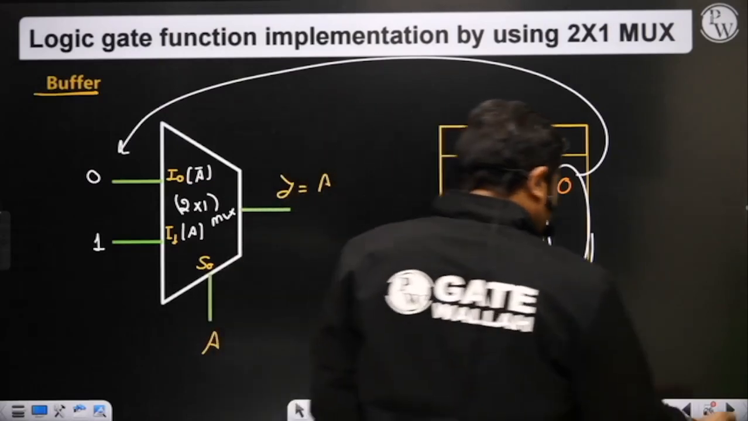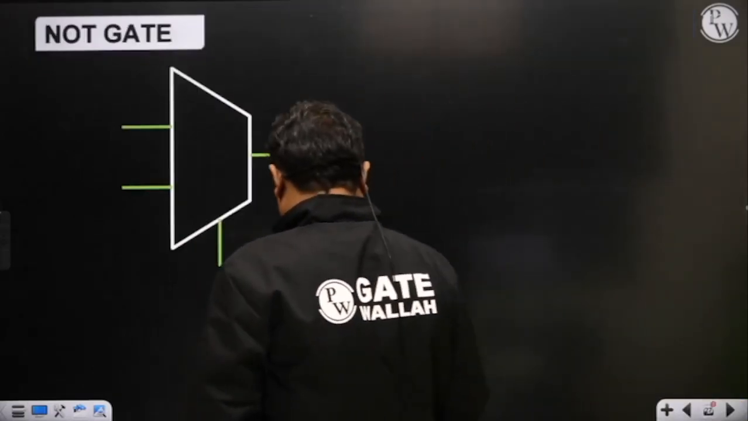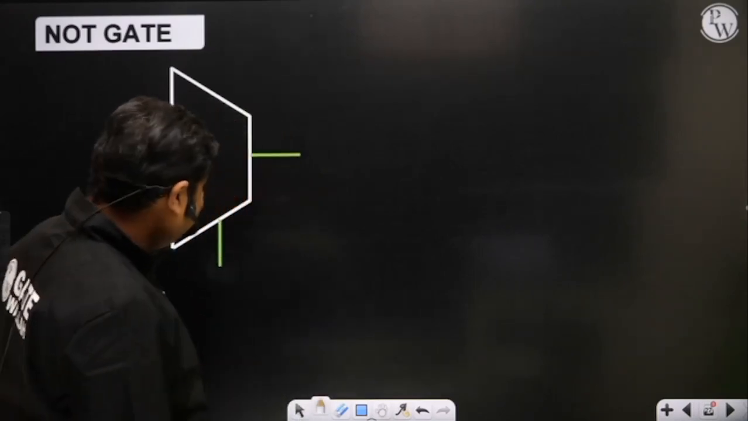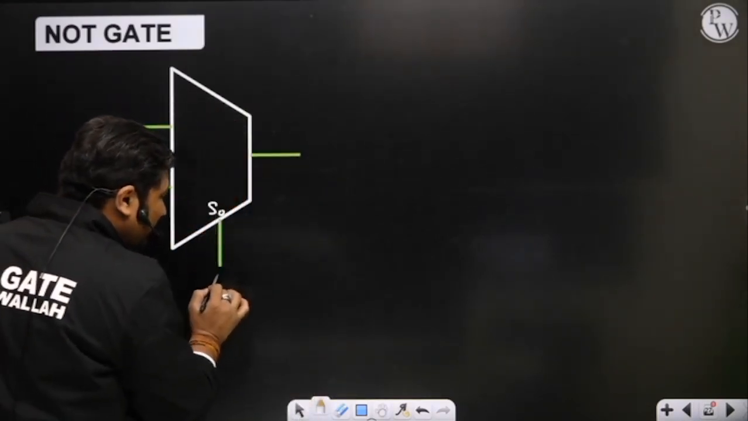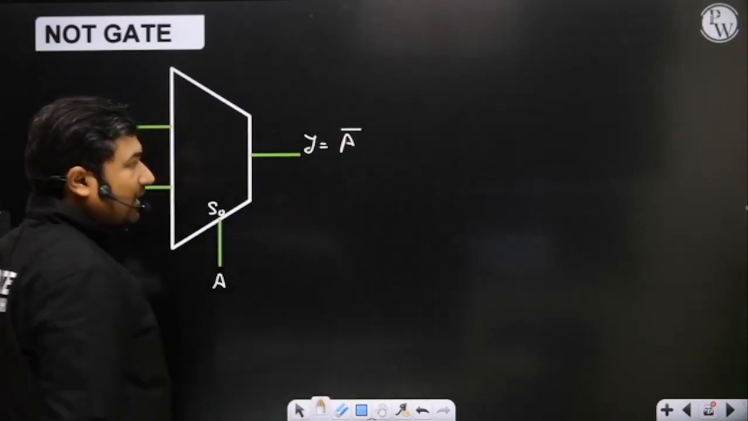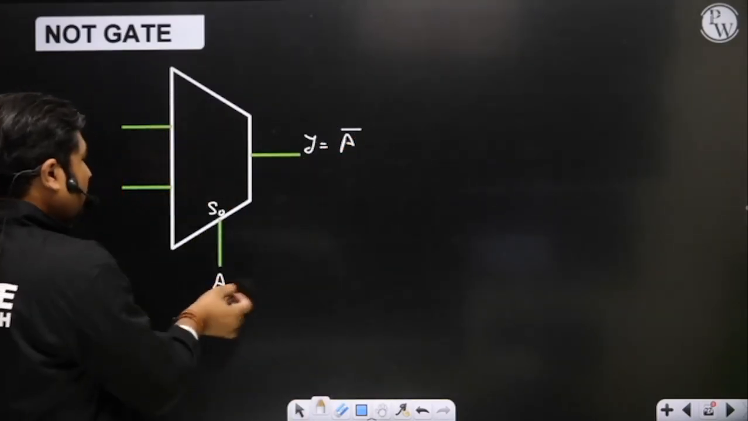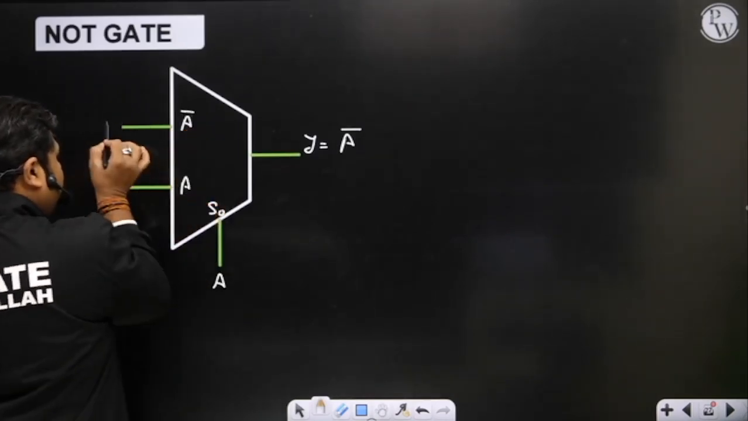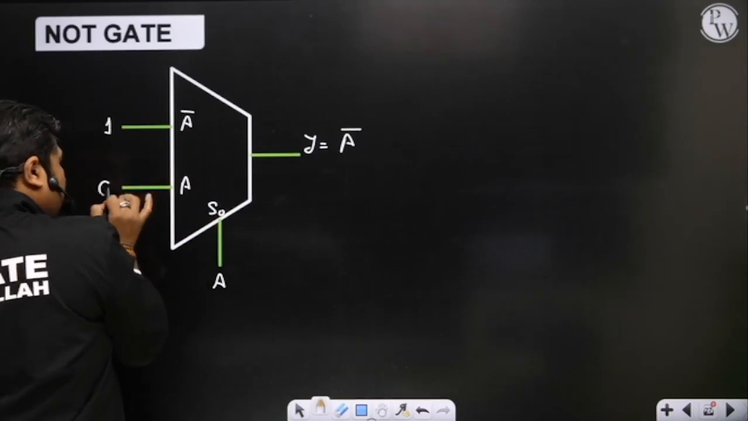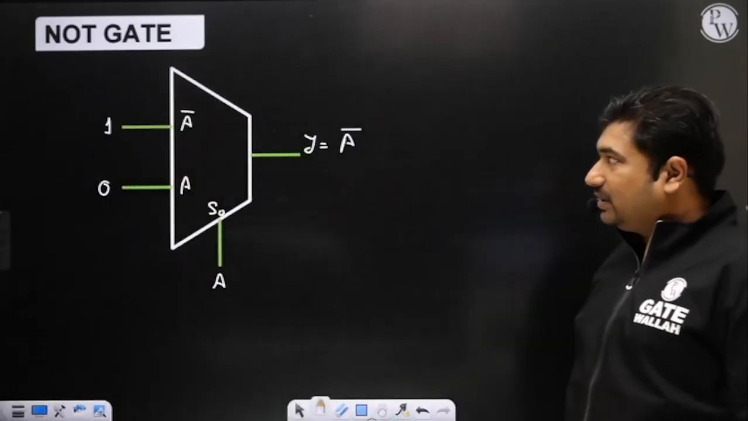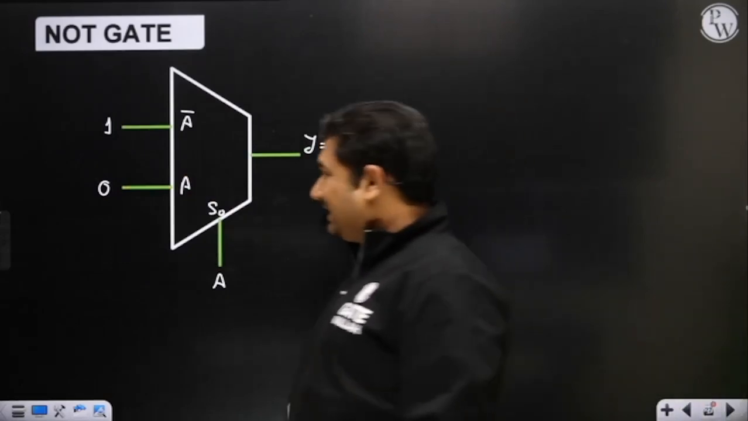Now come to the next one, that is the NOT gate. Do you know about the NOT gate truth table? Yes, sir. Again, onto the select line, I am going to put A. Y is equal to A bar, we want. How will you get A bar? Sir, because of the select line function, we are getting A bar here and A here. So if I apply 1 and 0, it will be implemented. And we know about the truth table of the NOT gate also. Is it okay?